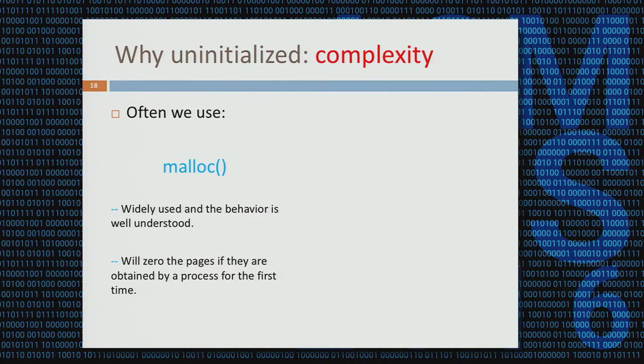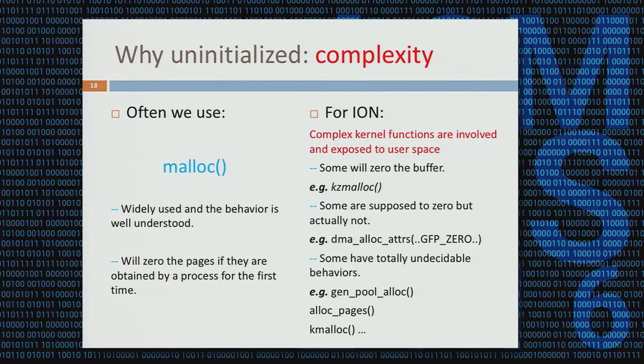Another reason is the complexity of memory allocation functions. If we allocate memory using the malloc function, things may be OK, because this function is so widely used and its behaviors are well understood that it guarantees security. Every time a process gets new pages, the new pages will be zeroed, so there are no information leakage vulnerabilities. But for ION, the situation is different. ION needs to do some special memory allocations.